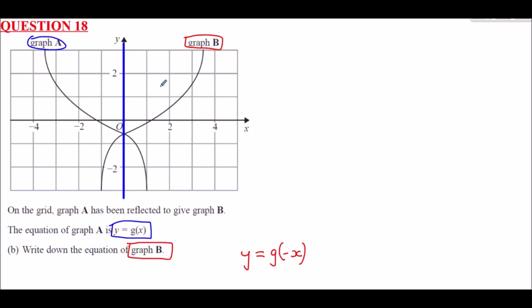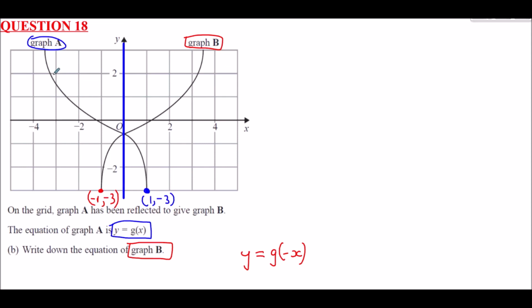And if in doubt, let's pick a fairly easy point. So for graph A, that point here is (1, minus 3). But on graph B, the y value has stayed the same, so the y value is still minus 3 down here. But the x value has become minus 1. So the y values don't change, but each x gets mapped to its opposite counterpart. And you could try it for another one as well. You could try it for as many points as you wish.